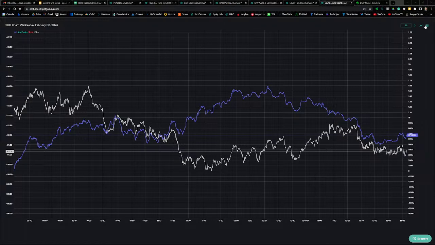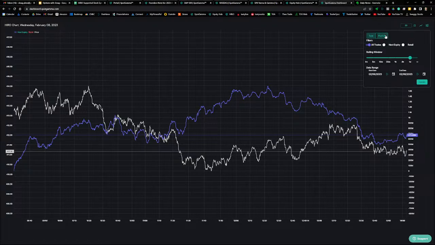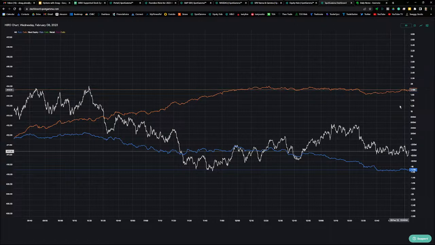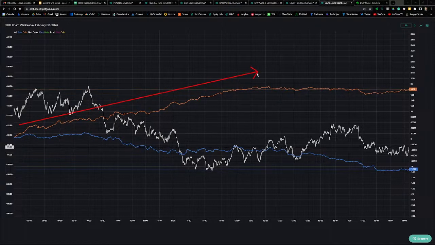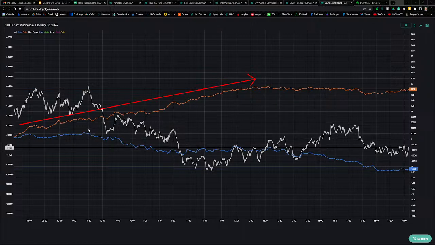All right, let's separate out puts and calls. So traders were buying calls up until about 12:30. And they started buying puts around 10:20, and that's when price started to move lower.